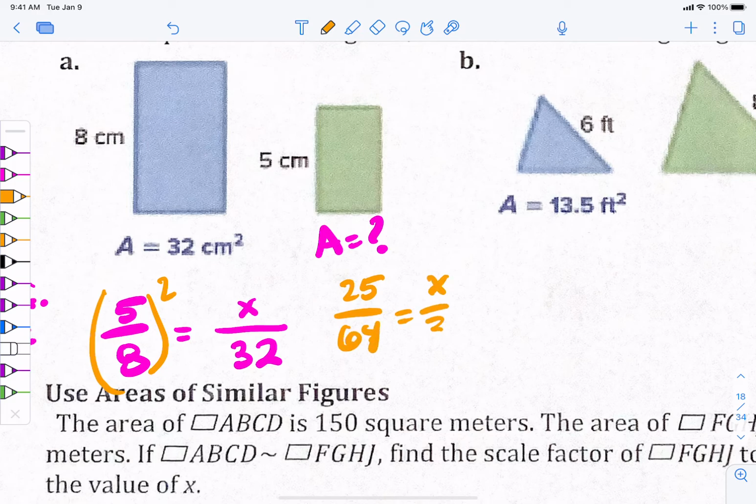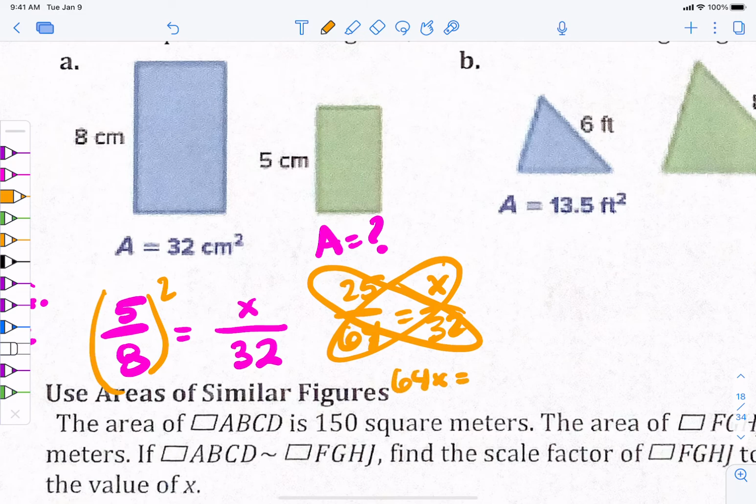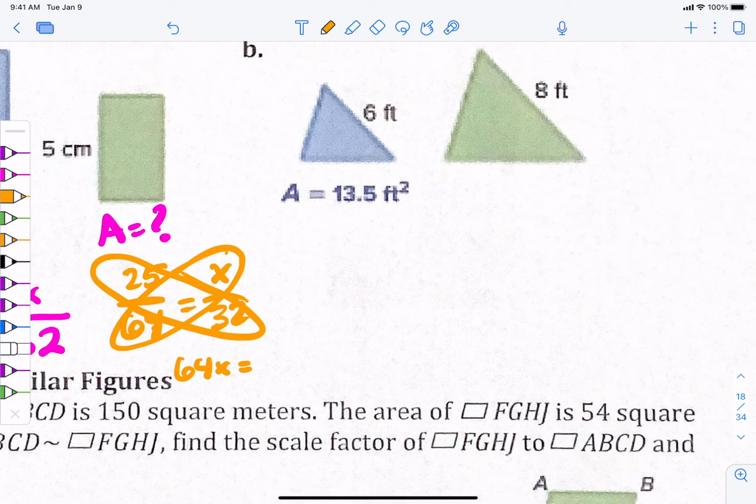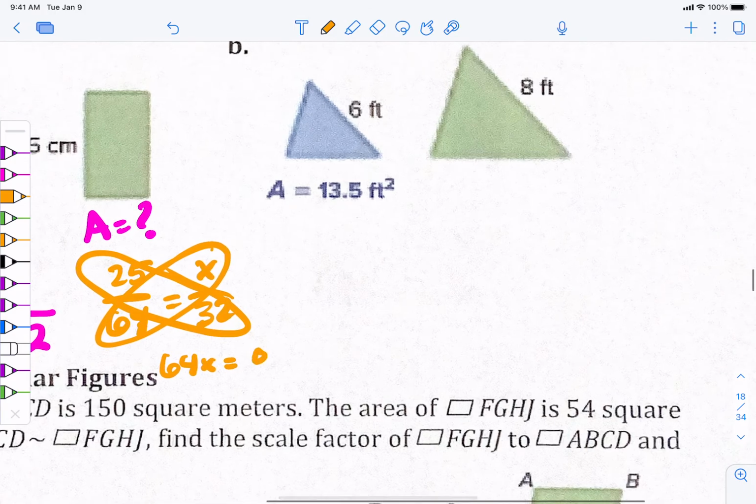Cross multiply: 64x equals 25 times 32. What's 25 times 32? 800. It's definitely 800, not 80. 800 divided by 64, x is 12.5.